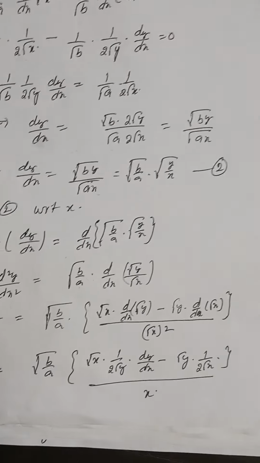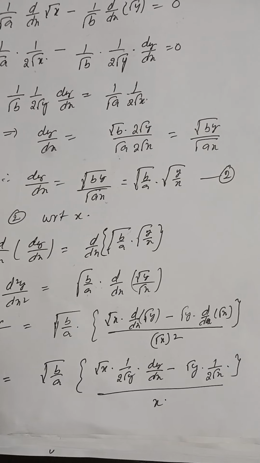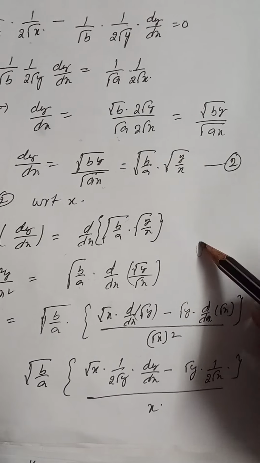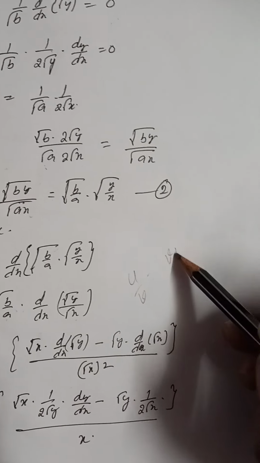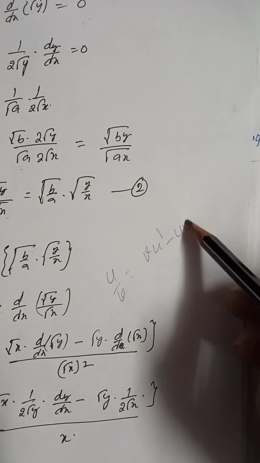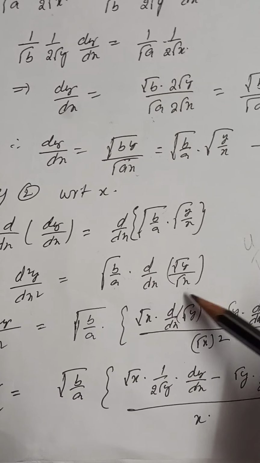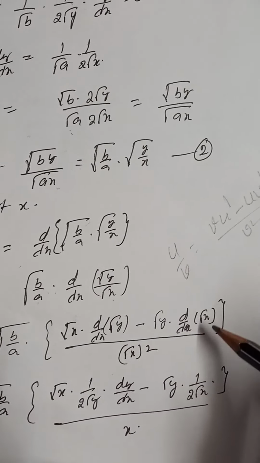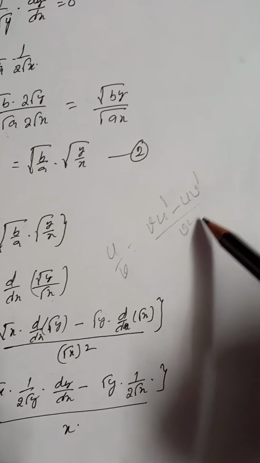Square root of y by x can be written as square root of y by square root of x. Now again we are applying the u by v formula, that is (v into u dash minus u into v dash) by v square. This formula we are applying. Now square root of x into d by dx of this one minus root y into d by dx of square root of x, by square root of x whole square. We are applying the u by v differentiation formula.